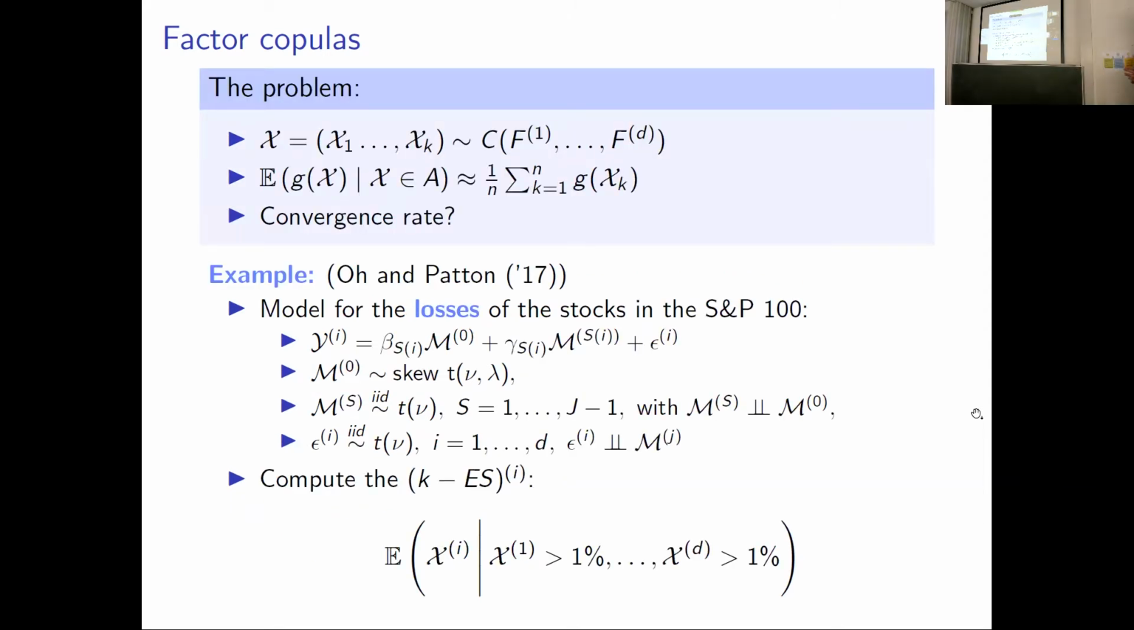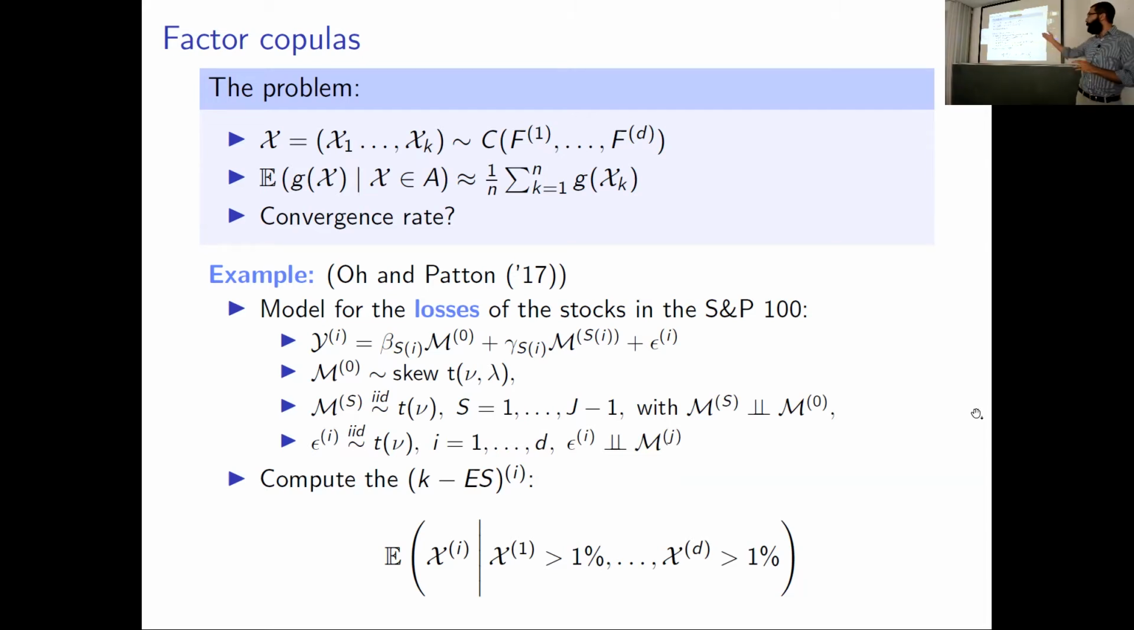So what is the problem then? The problem is that I have a vector X, X1 to Xd, with copula C, marginals F, and I want to compute the expectation of a test function g, conditional on X being in some set A. And this will be approximated by Monte Carlo samples, taking the average in N of g of Xk, something like this. Okay, and the question is, what is the convergence rate of this Monte Carlo average to the true expectation that I want to compute.